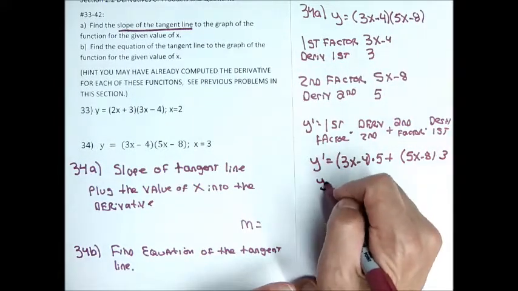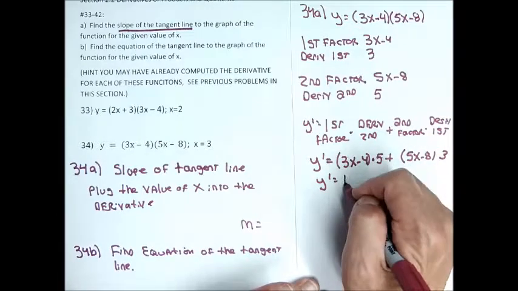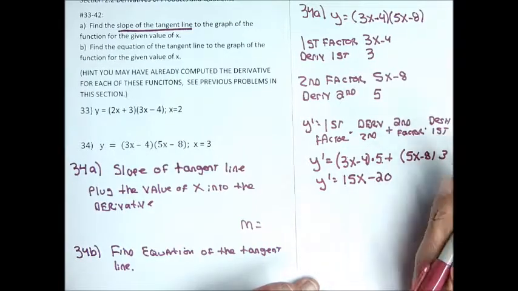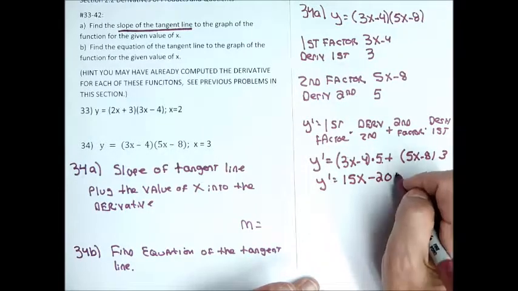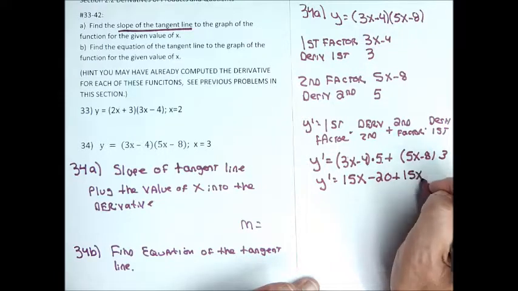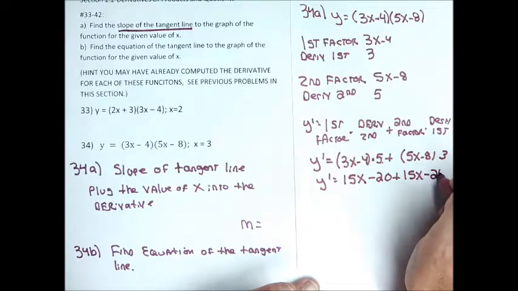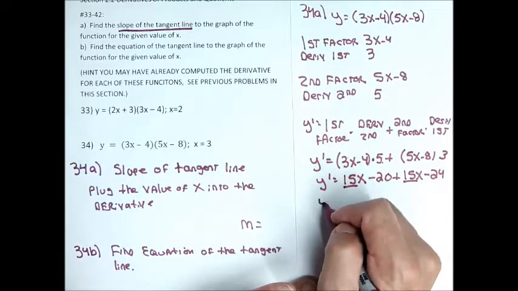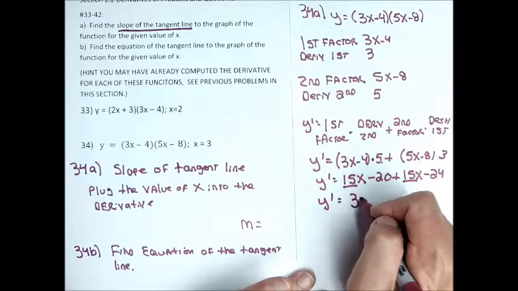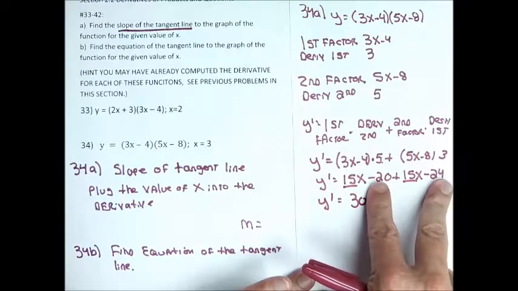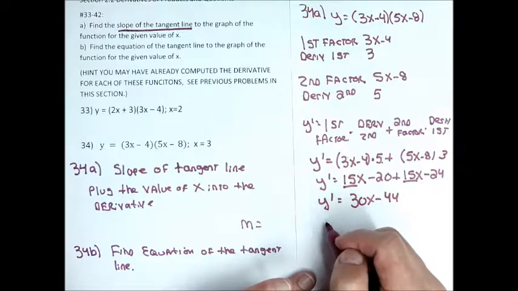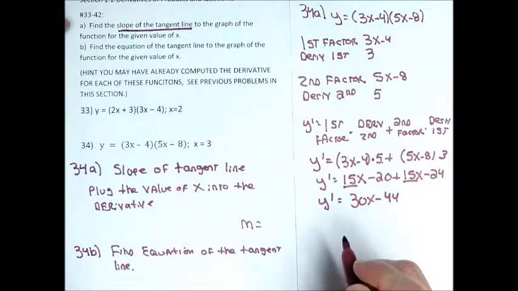Clear the parentheses. 3x times 5 is 15x, minus 4 times 5 is minus 20. 5x times 3 gives me a plus 15x. Minus 8 times 3 is minus 24. Combine like terms. 15x and 15x is 30x. And minus 20 and minus 24 have the same sign, so I add the numbers and keep them negative and get minus 44. So now I'm going to get the answer to part A.